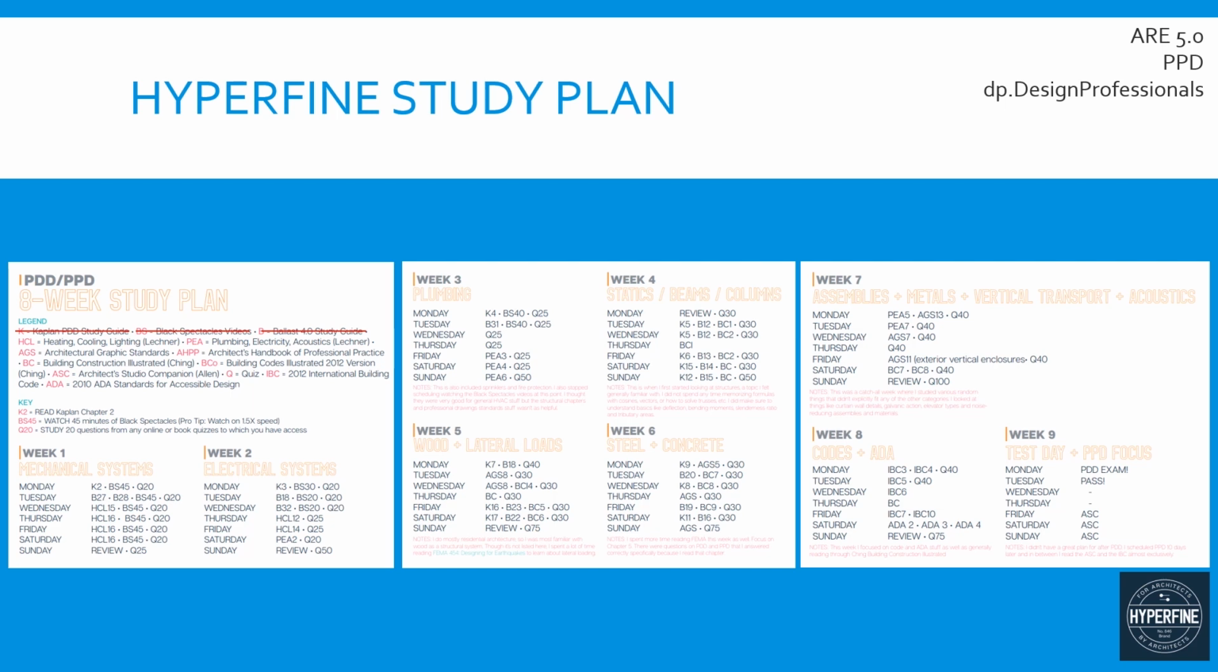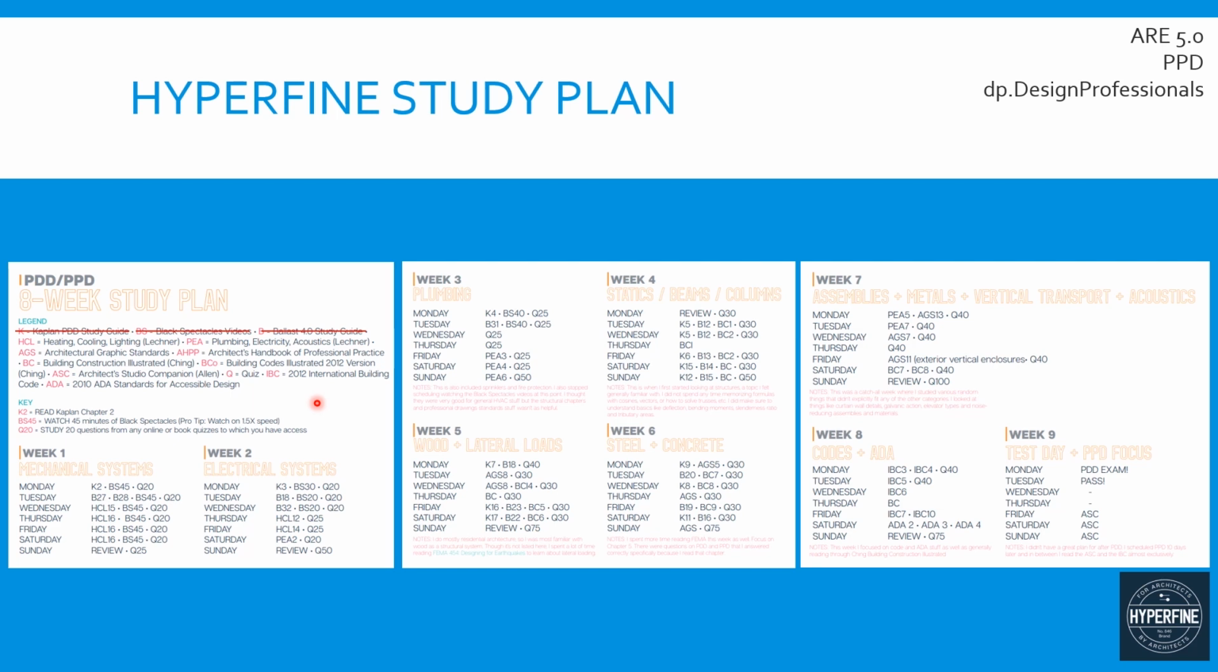On my second round of studying, I followed the Hyperfine study plan, more or less. Basically what I did is I followed their strategy of studying a particular topic in each week. That way I could focus my studies and really understand the content of that one section. So for 1 week, I would study mechanical systems. They recommend a variety of resources here. I did not find all of them that helpful.